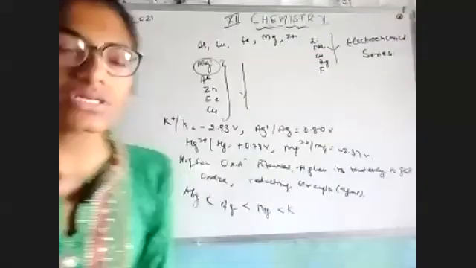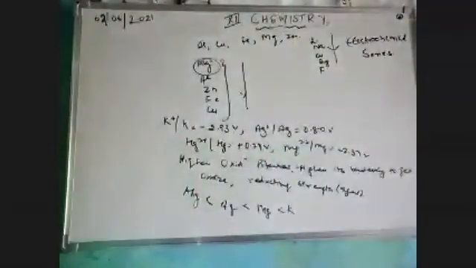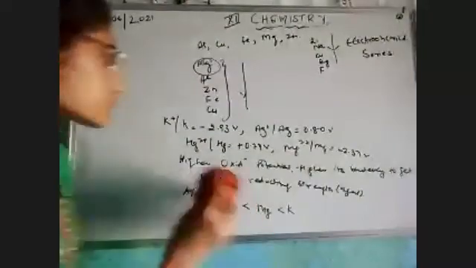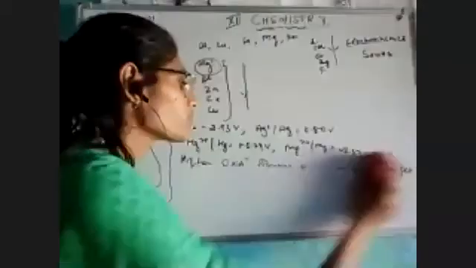Now let's move to some higher questions, which are a little bit tricky. Let's see an example that we have been given. There is a cell potential of a galvanic cell in which the reaction is taking place, like chromium plus copper 2 positive.